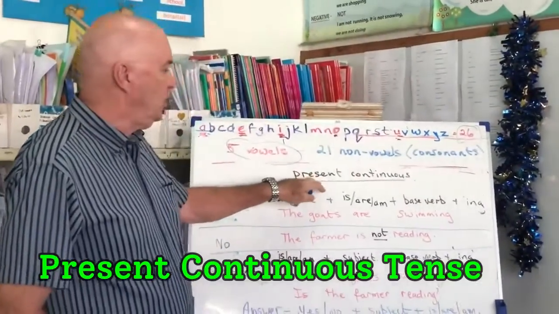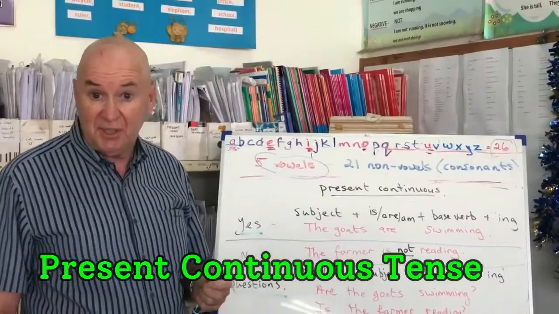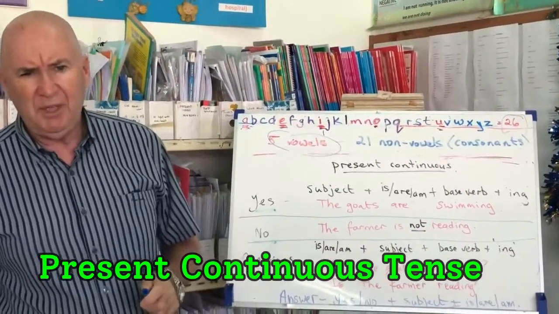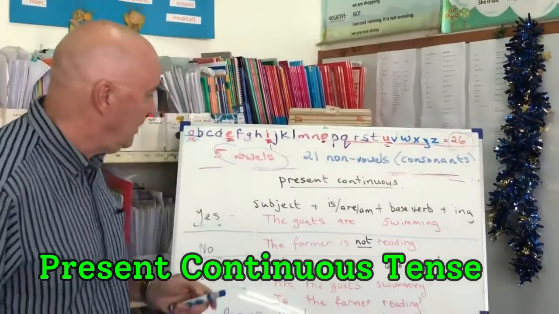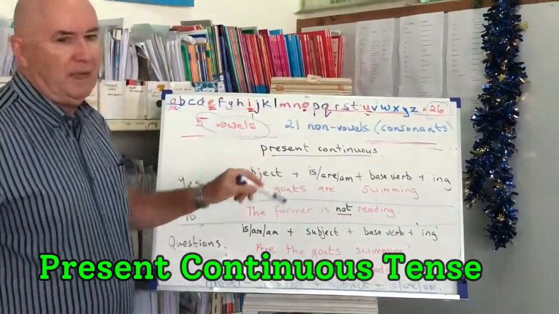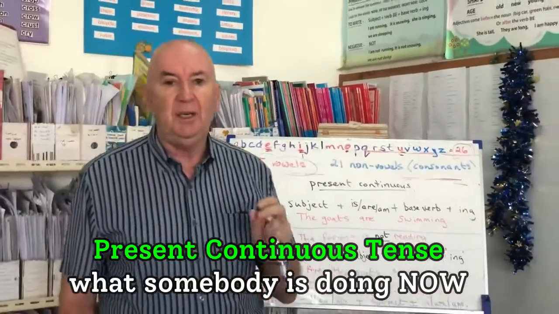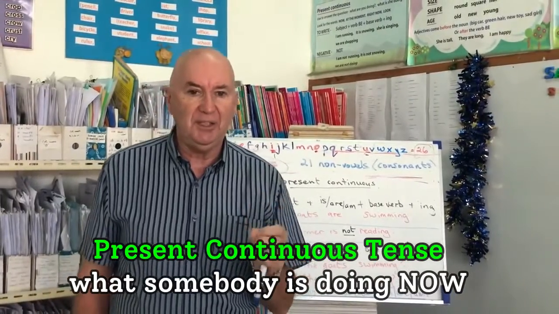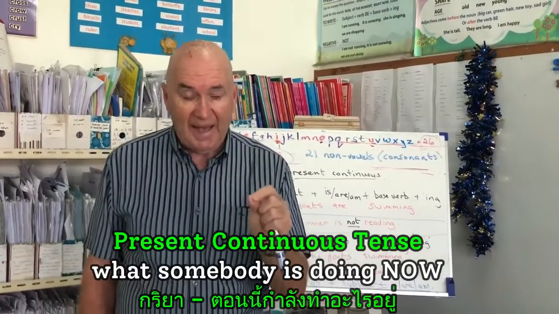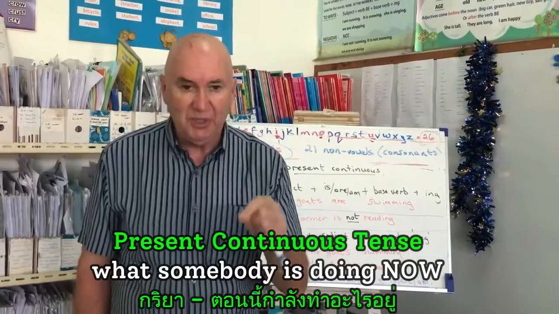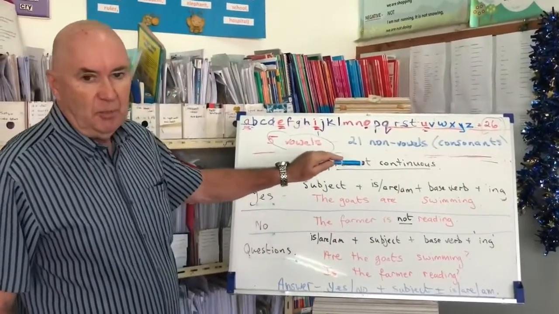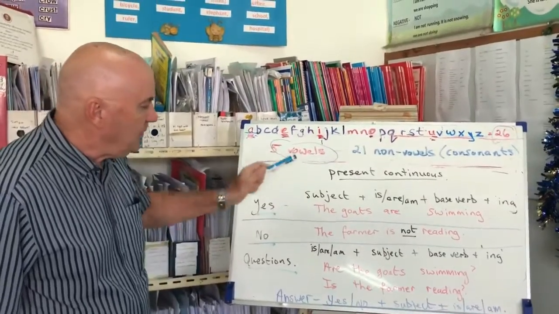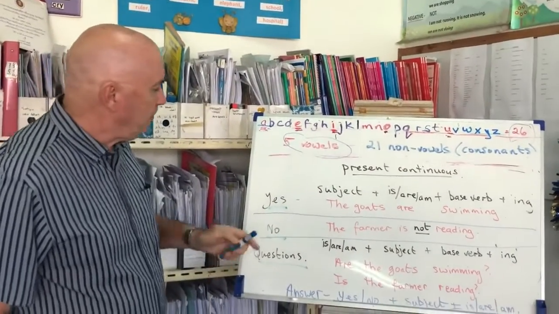Okay? What we've been doing is what is called present continuous, which sounds very difficult, but you'll learn more about this in P3 and P4. But what we're talking about is, how do we say what somebody is doing now, at this moment, as we speak? Okay? And that is called present continuous. Okay? So this is how we do it.